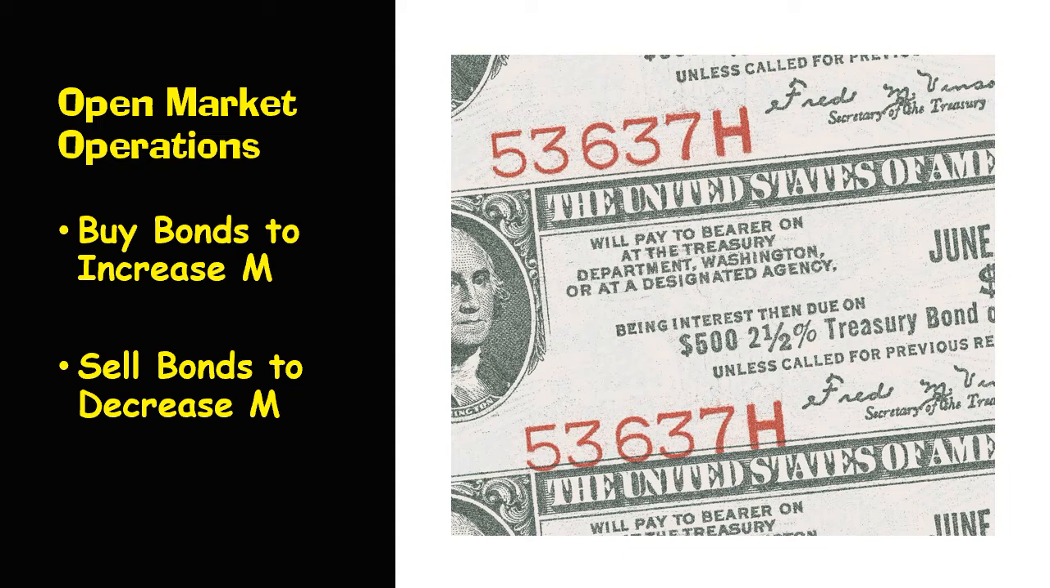Well, we do the opposite to decrease the money supply. So it turns out the Fed actually owns trillions and trillions of dollars of U.S. government bonds. It owns all these bonds that it bought from people.